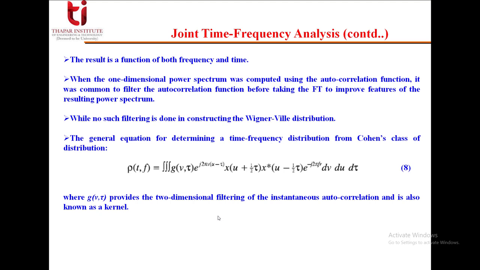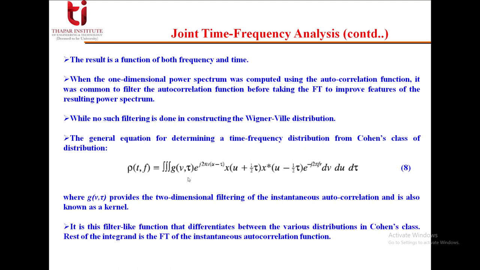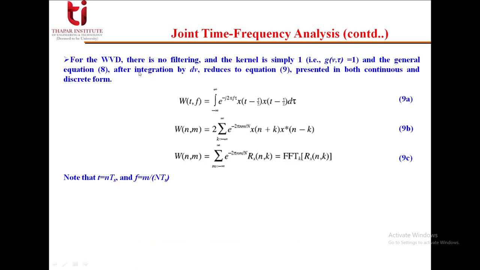So the general equation for determining a time-frequency distribution in Cohen's class is equation number 8. In this equation, g(v, tau) provides the two-dimensional filtering of the instantaneous autocorrelation, and this is also known as the kernel. It is this filter-like function that differentiates between the various distributions in Cohen's class. The rest of the integrand is nothing but the Fourier transform of the instantaneous autocorrelation function. For the Wigner-Ville distribution there is no filtering, and this kernel is therefore simply 1.